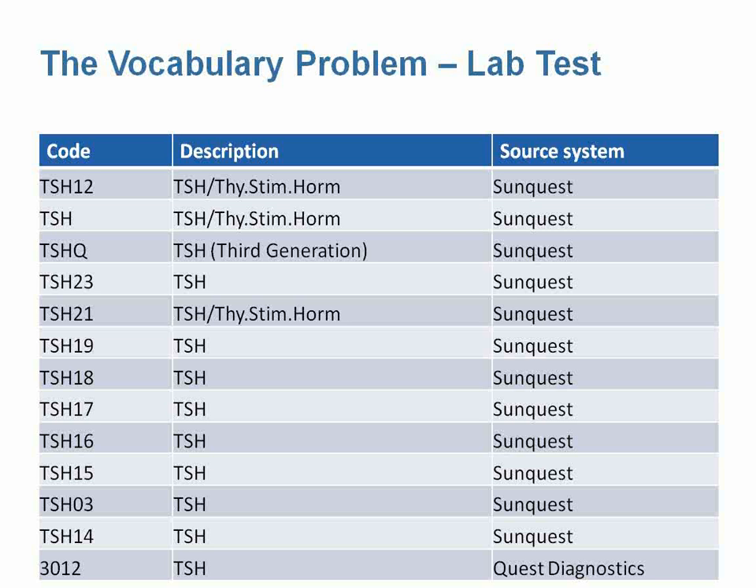With respect to laboratory tests, we had a similar problem with each hospital having a different code for the same laboratory test. So we had 13 hospitals with different codes for the same thyroid stimulating hormone test. And you can see the various test codes that are listed here, such as TSH12, TSH, TSHQ, and all the way on down to Quest Diagnostics, our commercial laboratory partner, which has a code for that test of 3012.